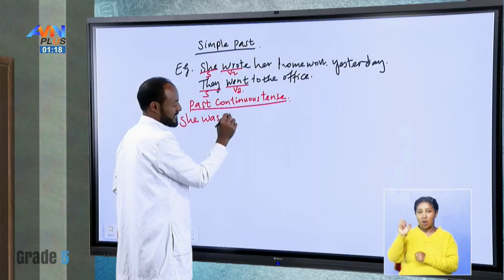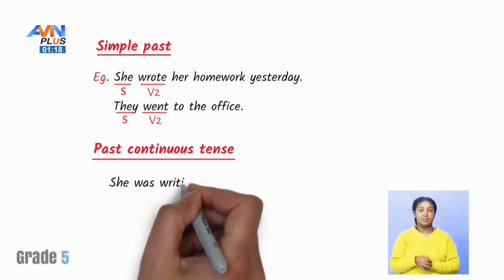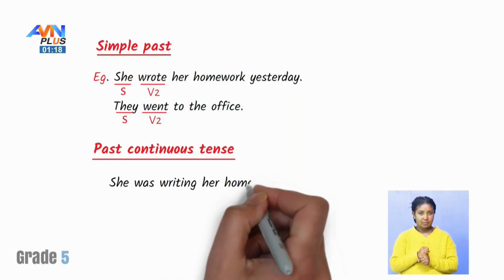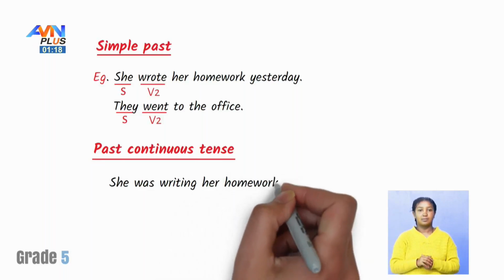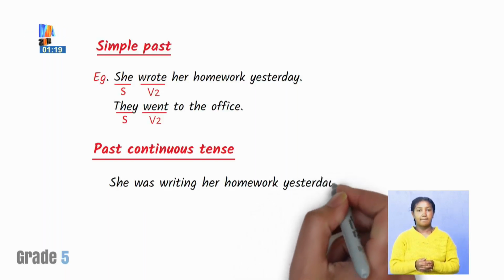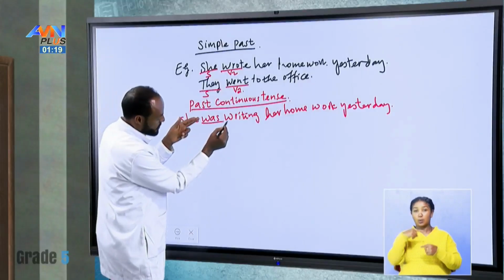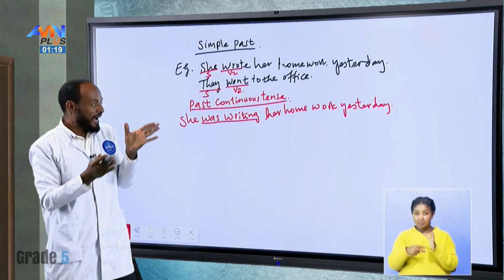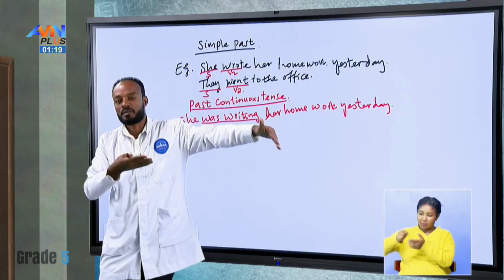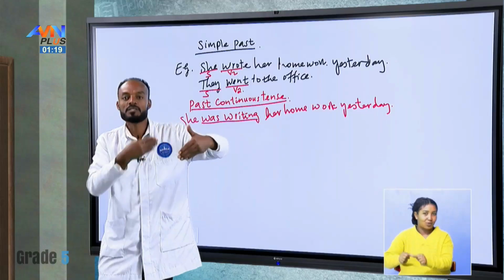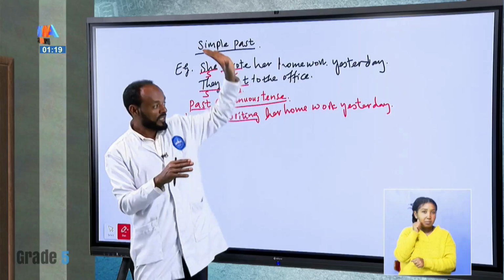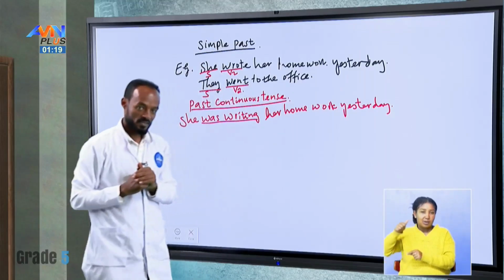She was writing. She was writing her homework yesterday. Look, when we say she was writing, this means at that time the activity was taking place for a certain period of time. There was what? Continuity meaning. Even if it was yesterday, we're talking about activity that was in progress.